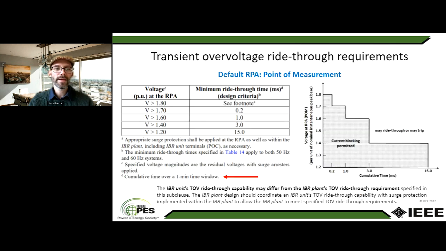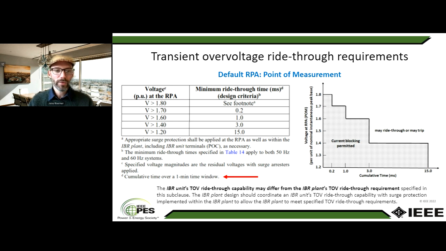And then there is a requirement for transient overvoltage ride-through, which is specific to 2800 and, for example, currently not yet included in 1547, although with the new PAR of 1547, that might be considered in a future revision. And this addresses some of the reliability issues identified by NERC in the analysis that we laid out before.